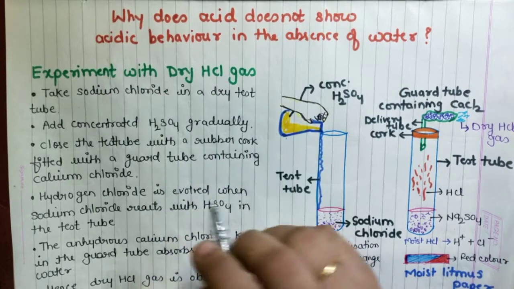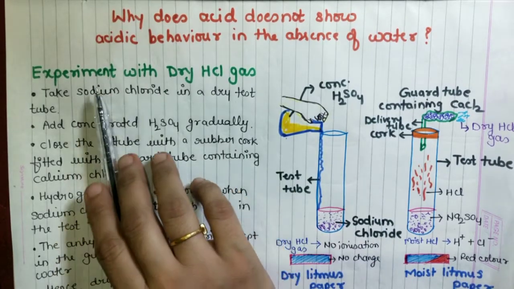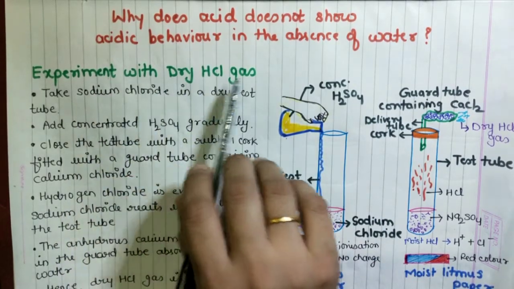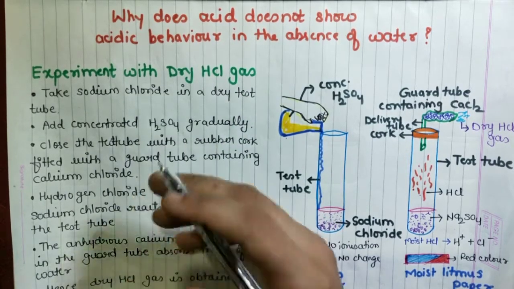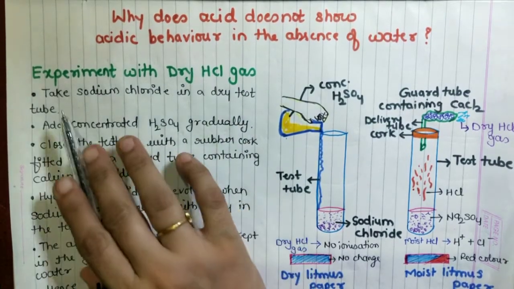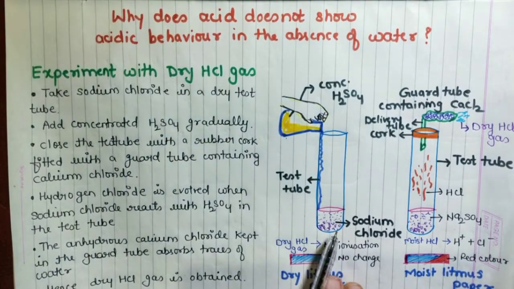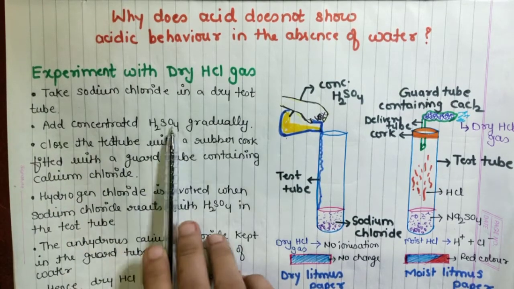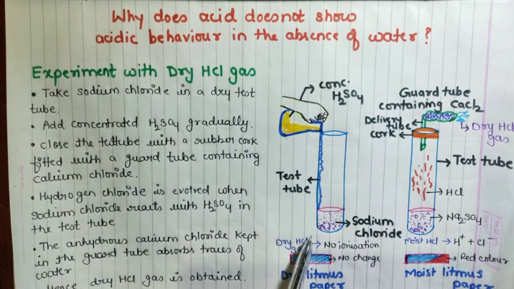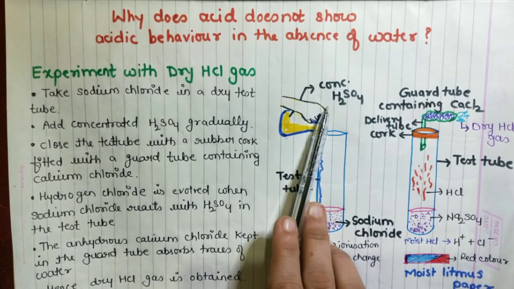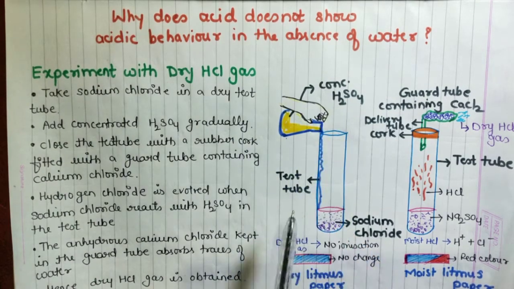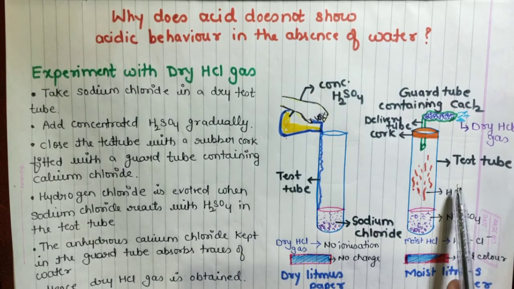For that, let us take an experiment, that is an experiment with dry HCl gas. In this experiment, what you have to do? You have to take sodium chloride in a dry test tube. In this way, we will just keep the sodium chloride in the test tube. Add some concentrated H2SO4 gradually in the test tube. This sodium chloride will react with H2SO4 and it will produce Na2SO4, releasing HCl gas.